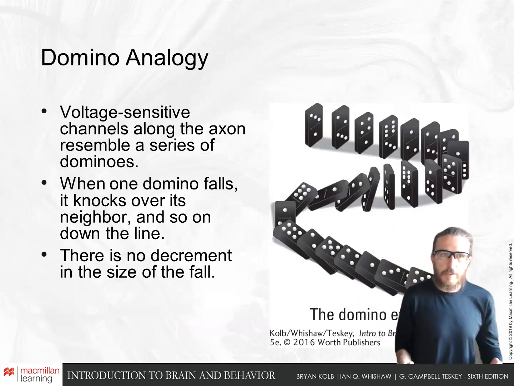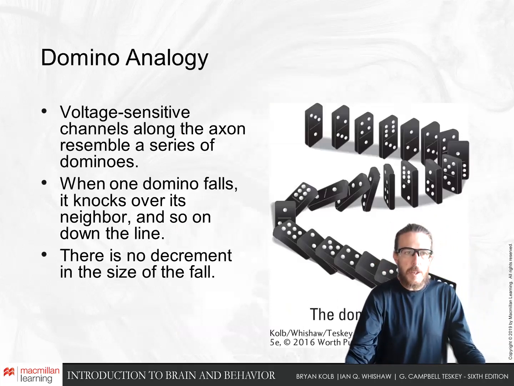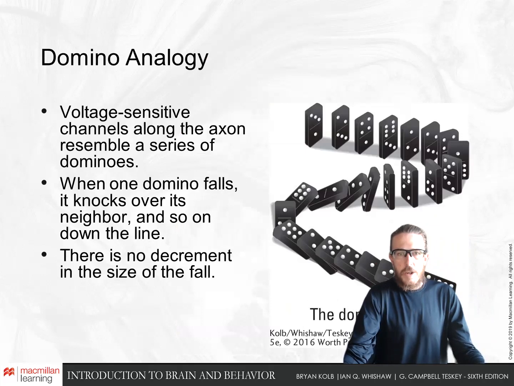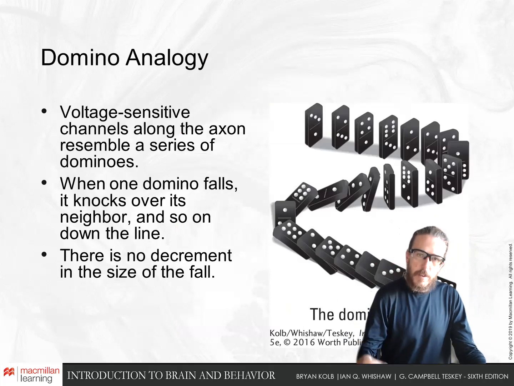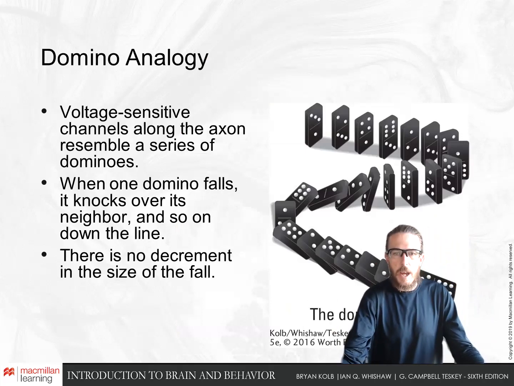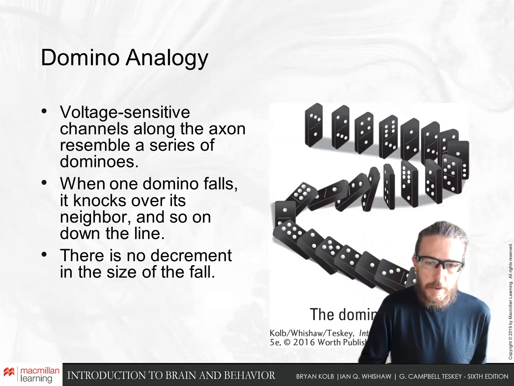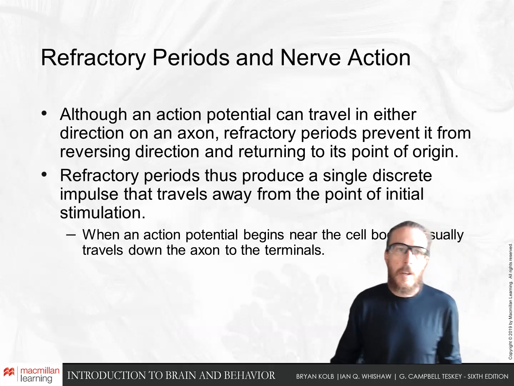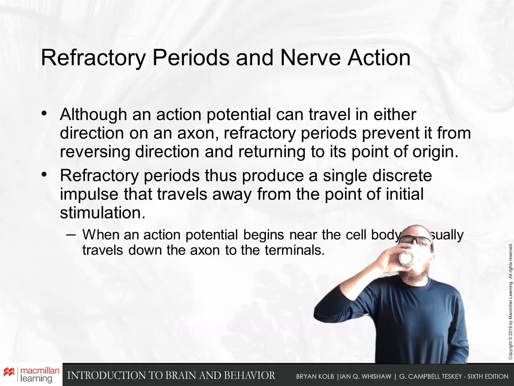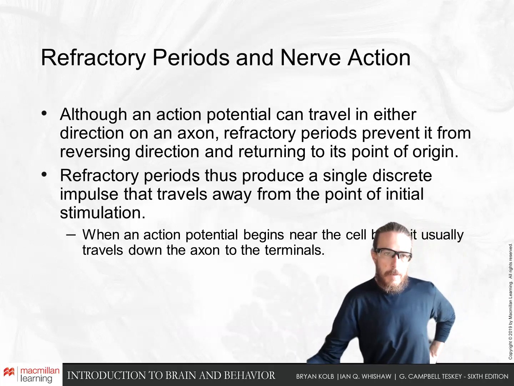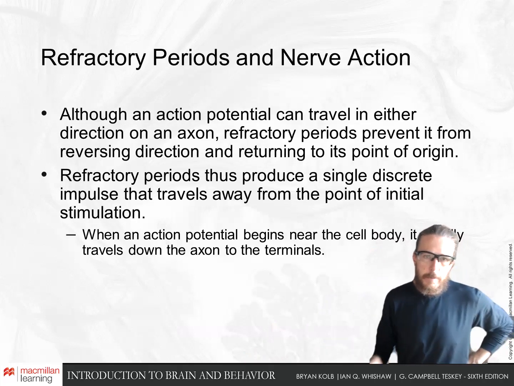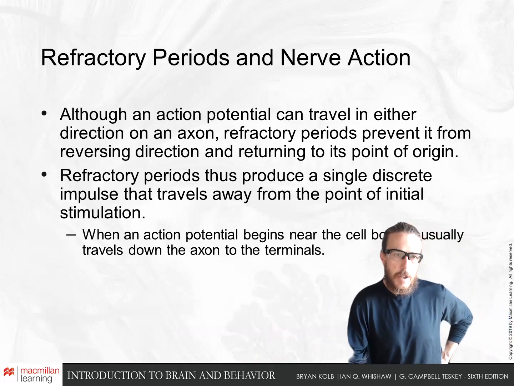One can think about this also like dominoes. So each domino knocks down the next one, and each one is a single unit and can't be a bigger or smaller fall. And it also can't go back the other way because the previous dominoes have already lost their potential energy. So the refractory period prevents signals from moving back up the axon the other direction.